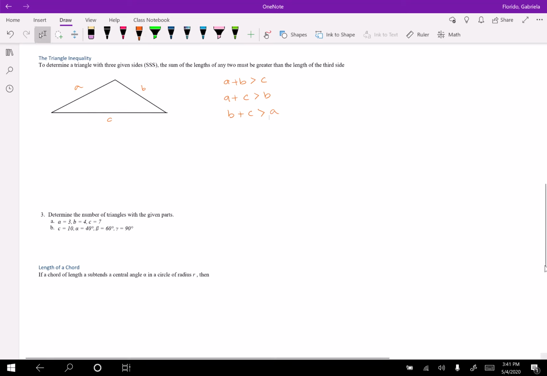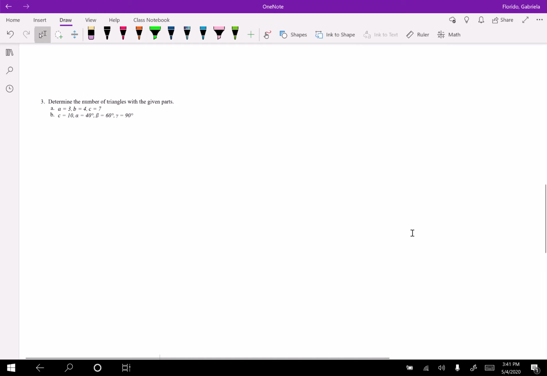So let's actually try the examples down here. Determine the number of triangles with the given parts. So let's start with A. We're told that A is equal to 3, B is equal to 4, and C is equal to 7.